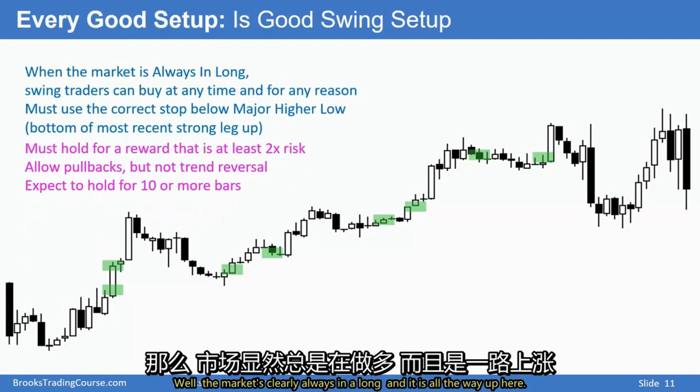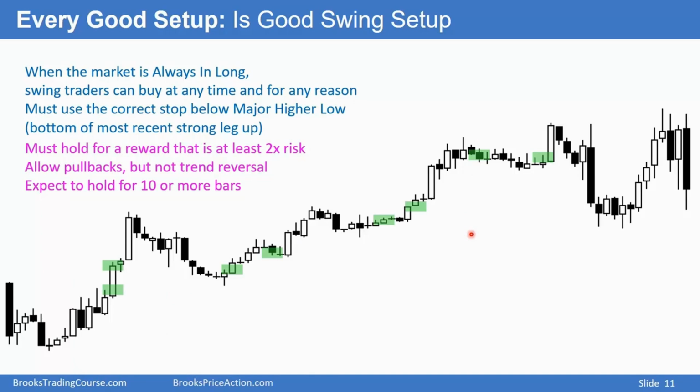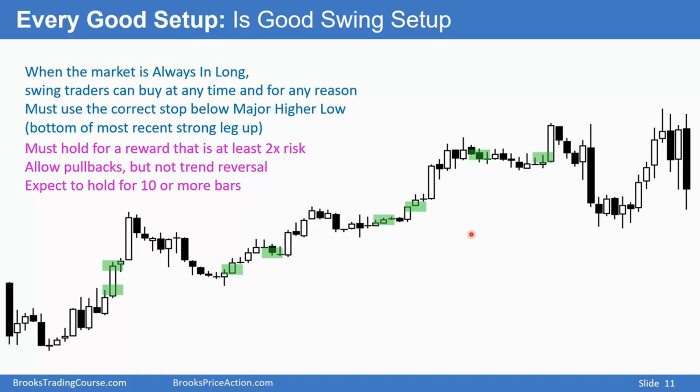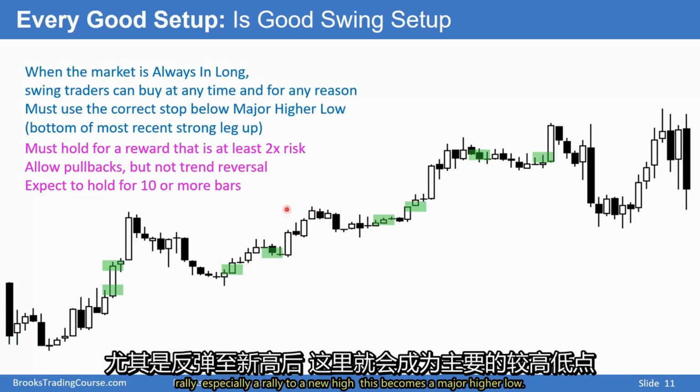When the market's clearly always in long, and it is all the way up here, a swing trader can buy at any time and for any reason. However, he has to use the correct stop, and the correct stop is always below the bottom of the most recent strong leg up. In other words, the most recent higher low. Here we have a higher low, not yet a major higher low, but after you start to get a strong rally, especially a rally to a new high, this becomes a major higher low.